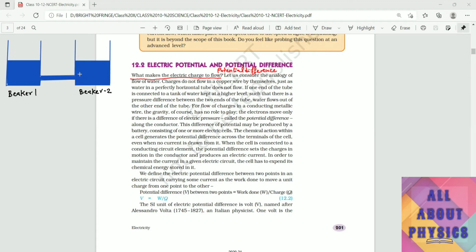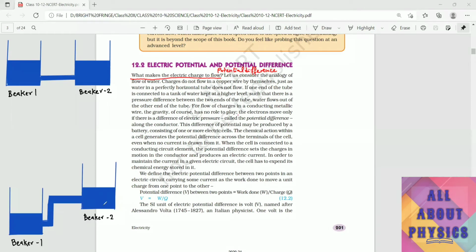See, answer is no, because they both are at the same horizontal level. But we can do one thing. We can raise the height at which the second beaker is kept. Now you can see once the second beaker is raised at a certain height, water can easily flow from beaker 2 to beaker 1.